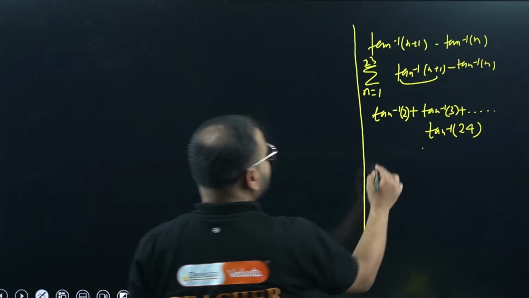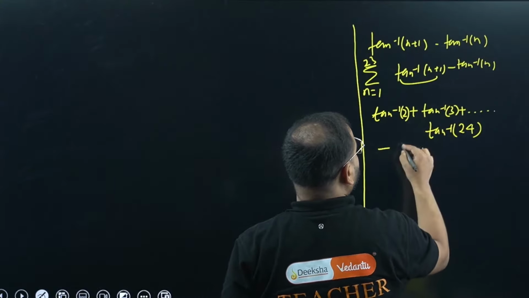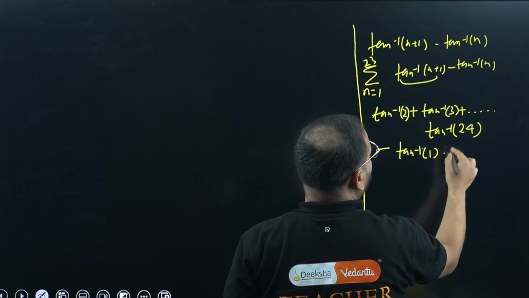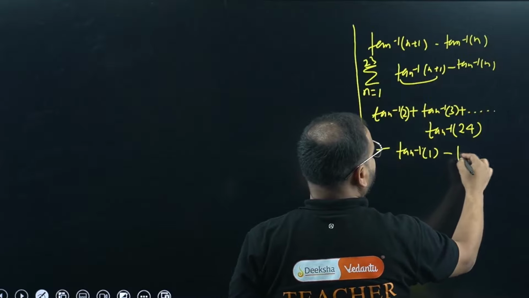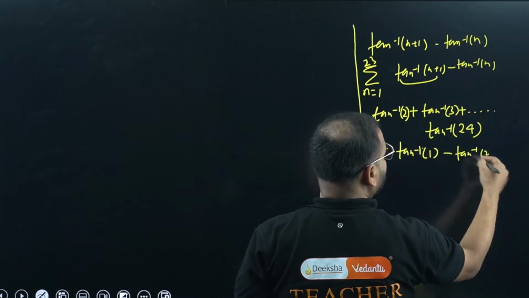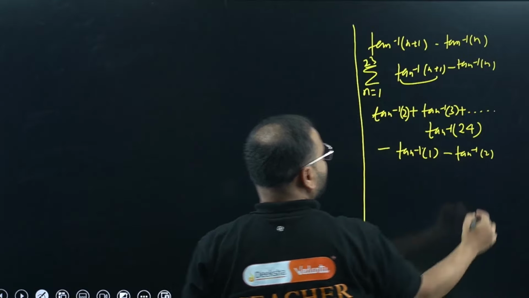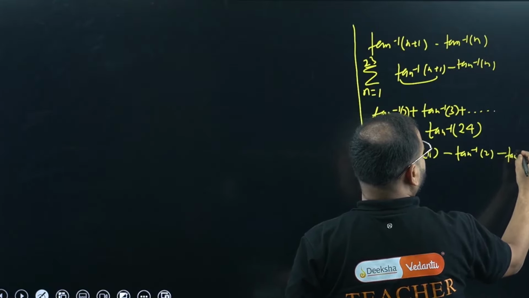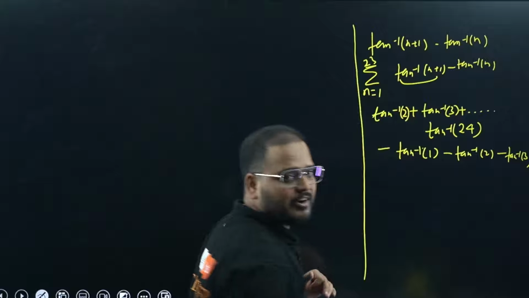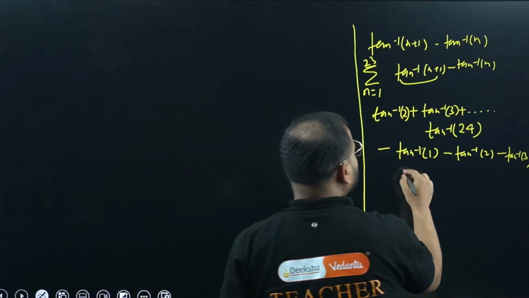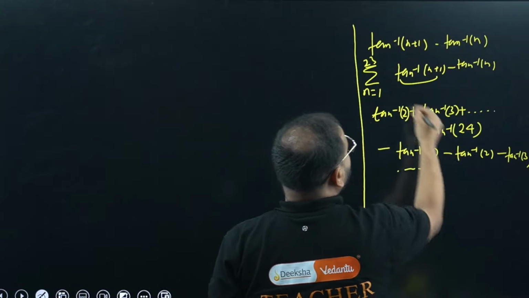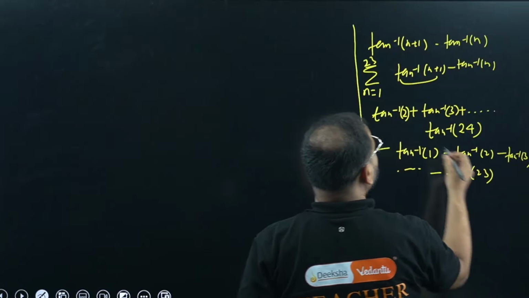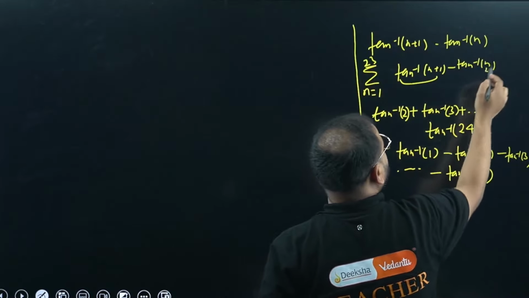Check, the first term would be n as 1, so it will become just tan inverse of 1. Next will be n as 2, so tan inverse of 2. Next, same way, minus tan inverse of 3. And what will be the last term? Minus tan inverse of 23. Why, sir? Because n is 23 at the last, and here it says just n is there.